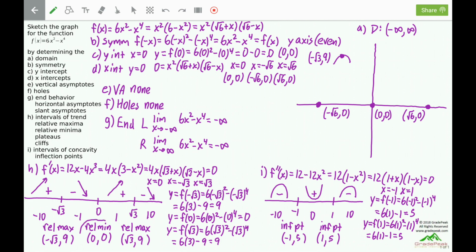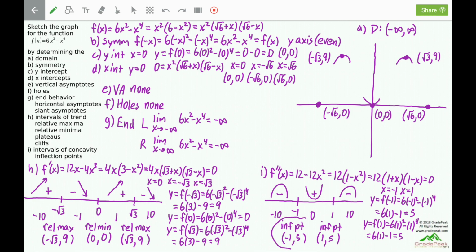We have a relative minimum occurring at 0, 0, the origin, so we can give this a relative minimum kind of shape, like so. And we have another relative maximum at the positive square root of 3, 9. So it'll be at the same height and the same distance away, so somewhere approximately about right here. We can label that as positive square root of 3, 9, and give it a relative maximum kind of shape.